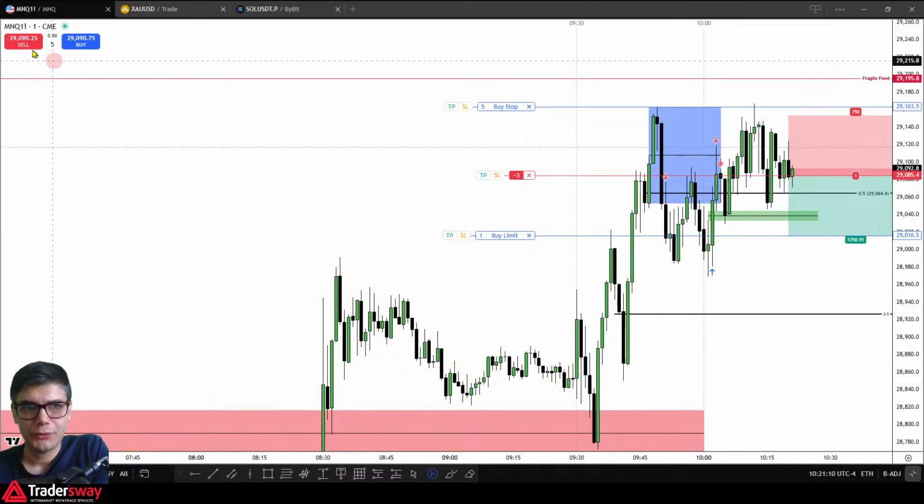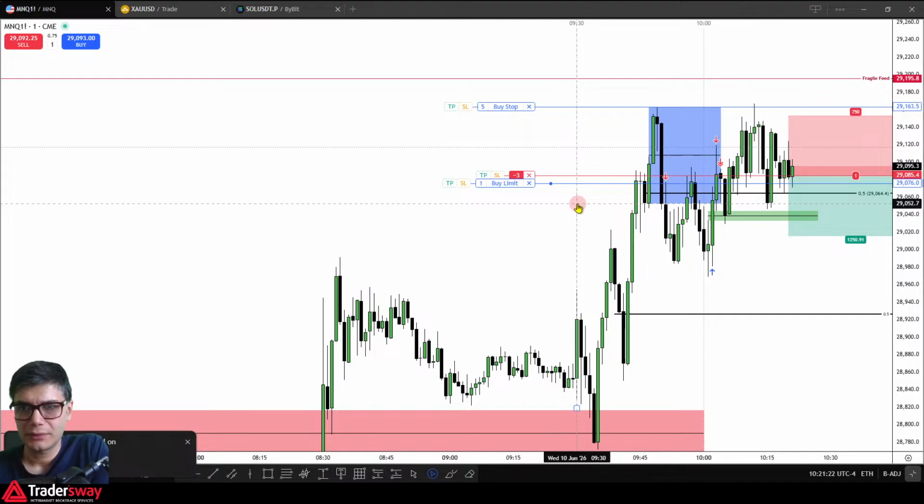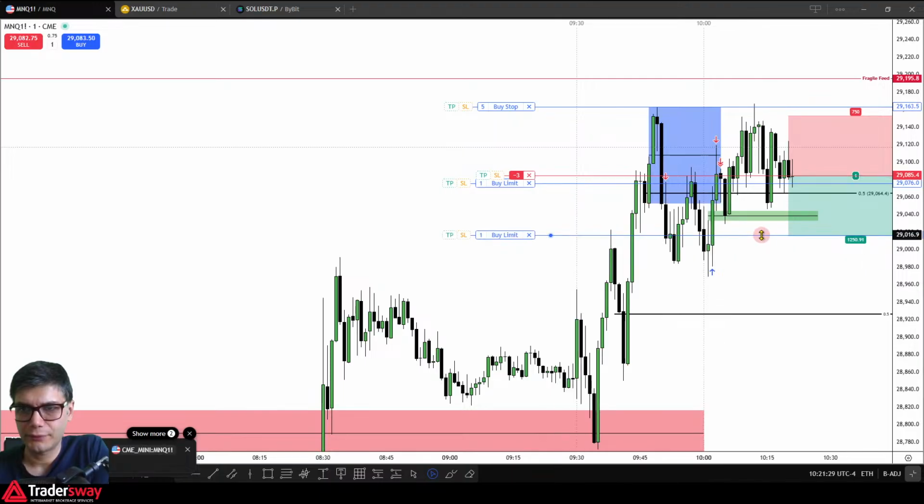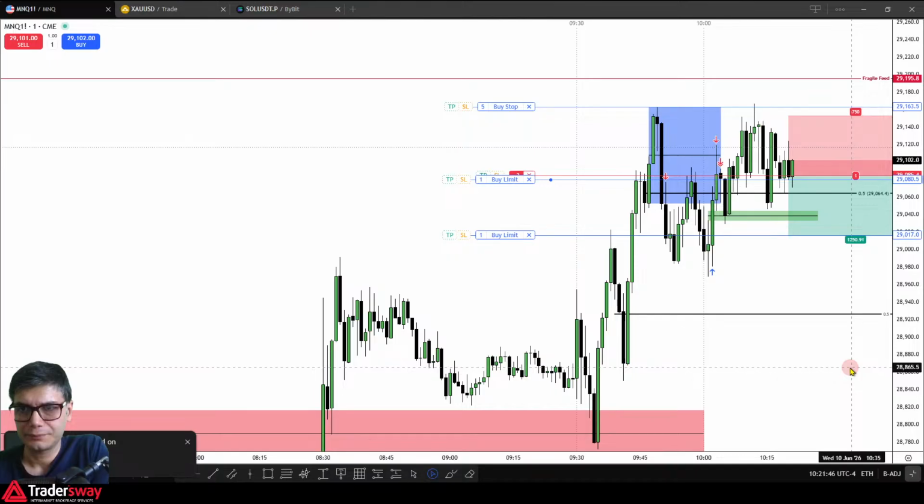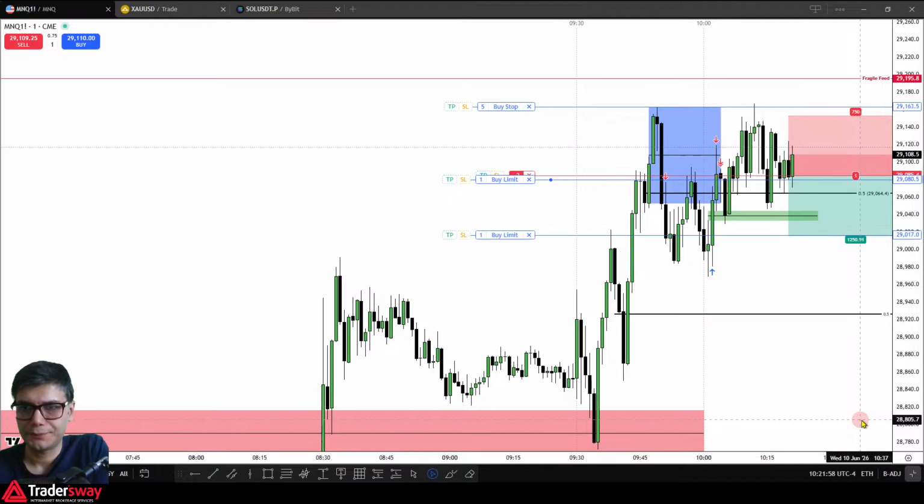I should exit maybe 1 contract here, just minimize the risk, because the price is lingering in that portion of the chart way too much. See if I can get out at least 1 contract. I lost the opportunity to get out of that trade.